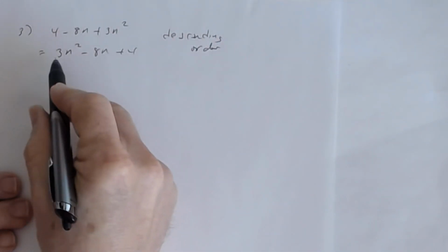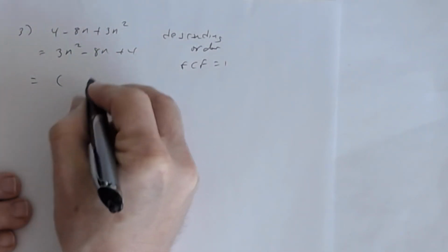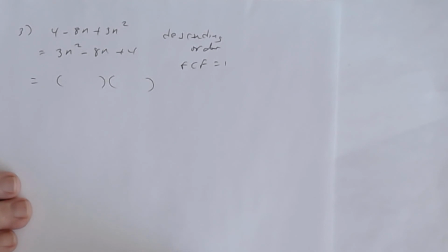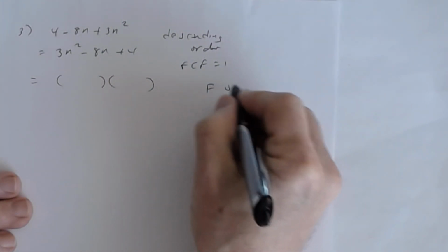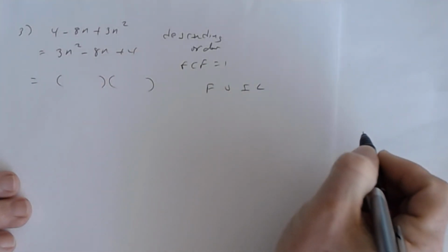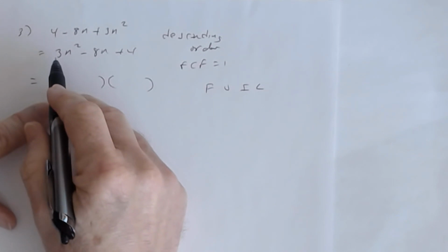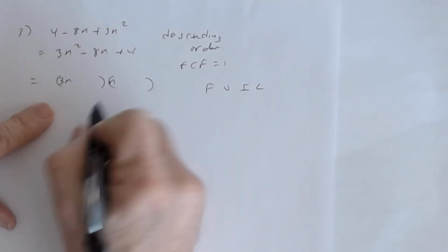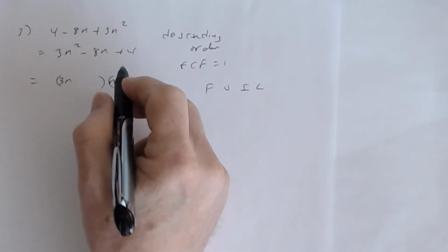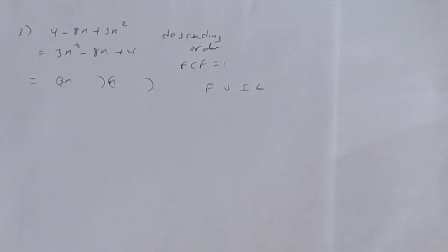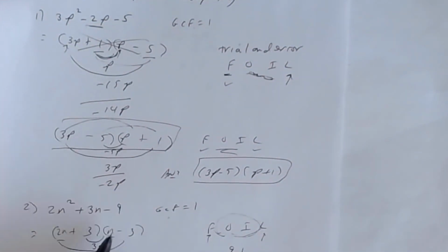All right, now the GCF of those three terms is 1. So that means I'm going to go directly to the two binomials. All right, so let's go ahead and use that reverse FOIL, and see what we get. So for 3n squared, see 3 is prime, so that's easy. So it'll be 3n times n. 4, see that last sign's positive. In the previous two problems, remember the last sign was negative. Right here and right here.